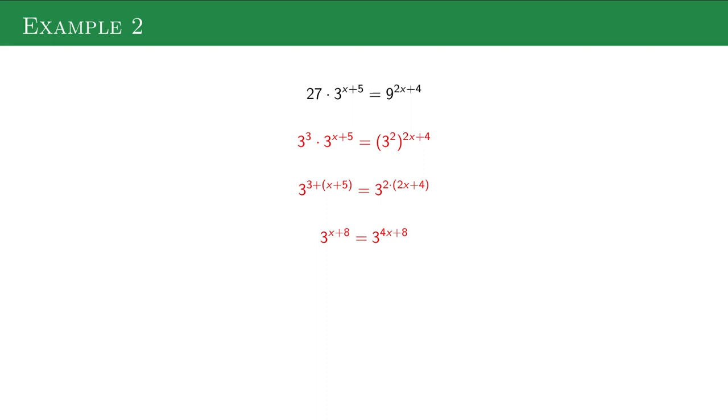And now we finally have base 3 on both sides. We can eliminate them, get the x's on one side, the numbers on the other, and divide. So at the very end of it, we get x equals 0 as our final answer. That's just a basic strategy for creating an equation that looks like this, where we can finally get rid of those exponential parts.